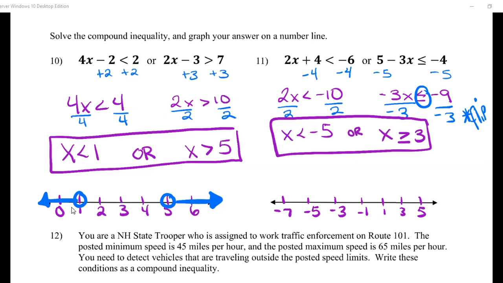So x is less than -5. That would be open and shaded to the left. And x is greater than or equal to 3. So if we hadn't flipped it, if we kept it as x is less than or equal to 3, the shadings would have been in the same direction. That would also be somewhat of a red flag for this or inequality.